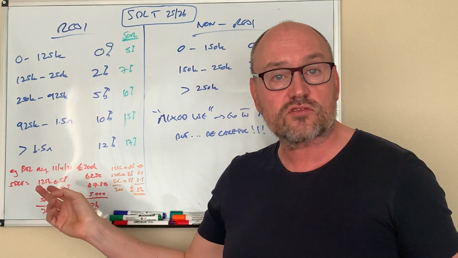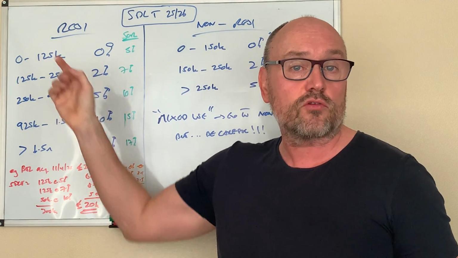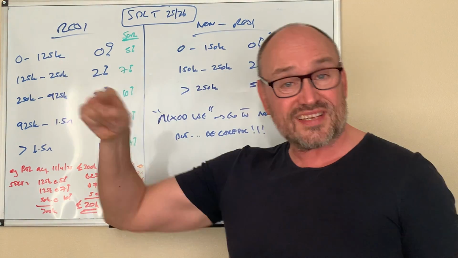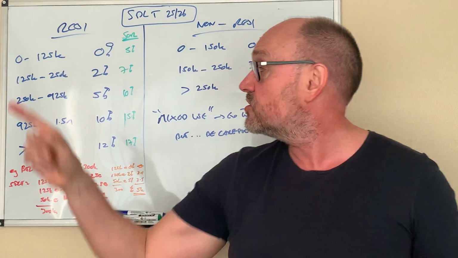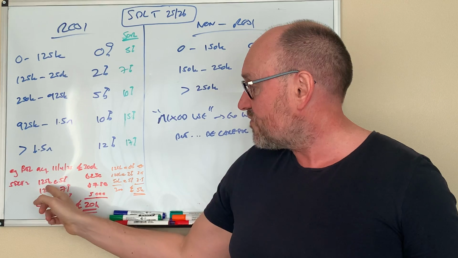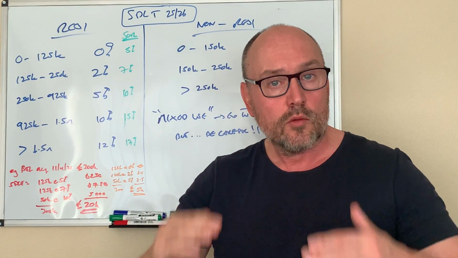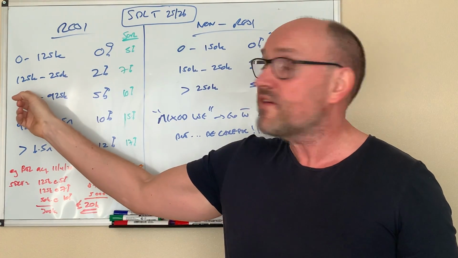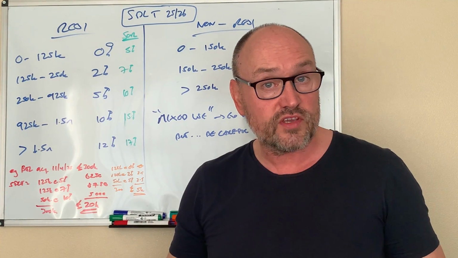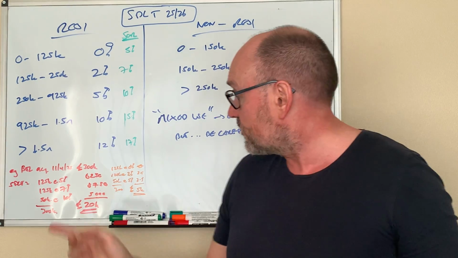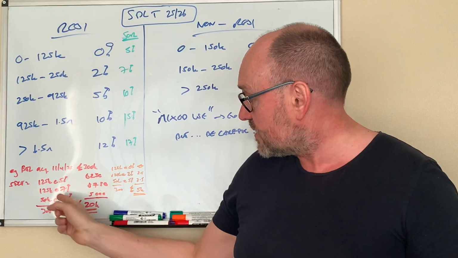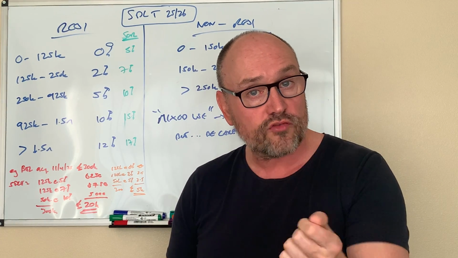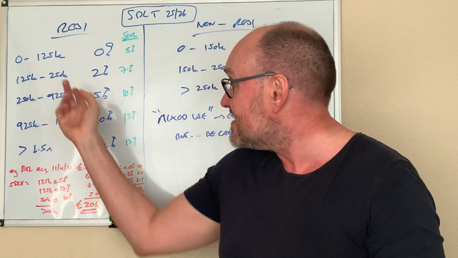Well, 300,000. What have we already said? 0 to 125,000. That's the first band you need to worry about. Because it's your second property, it's not your main residence, 5%. 125,000 at 5%. But remember, we do it in slices. So the next slice is between 125 and 250, which is another 125 grand, but this time it's at 7%.